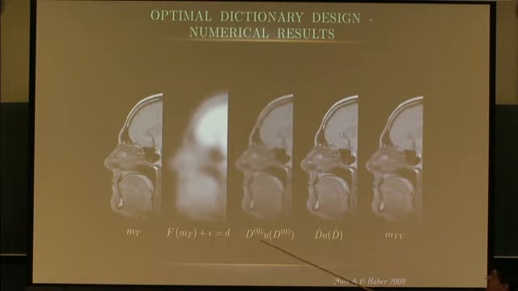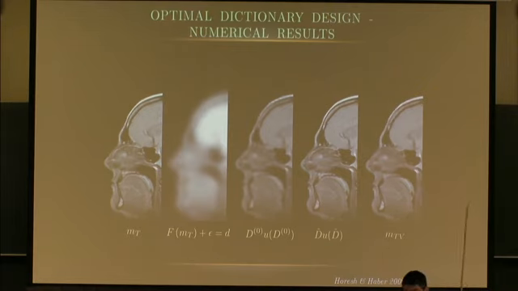Here is what you can recover using a prototype dictionary. I think this one was an overcomplete discrete cosine transform, which is not bad, but as you can see, you can do far better if you learn the dictionary. And if you compare it to total variation, I think you can definitely see that it is far superior. You can see some of the internal structures here that are not evident at all in total variation.